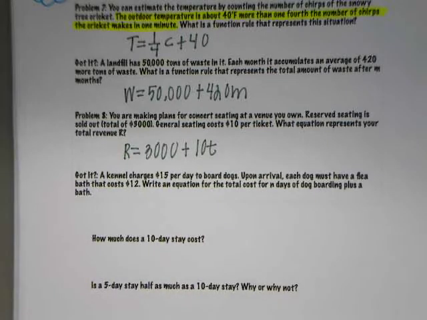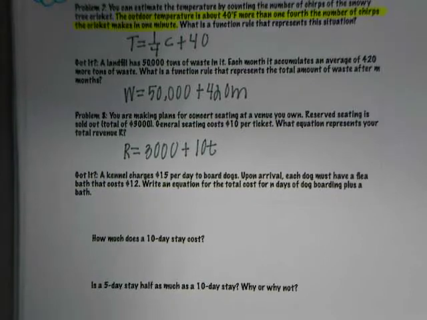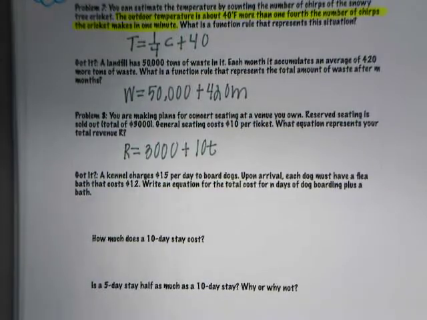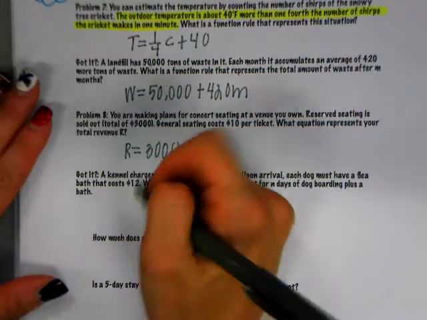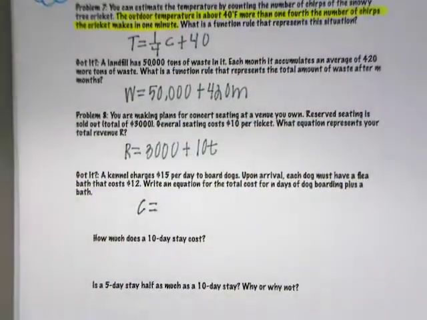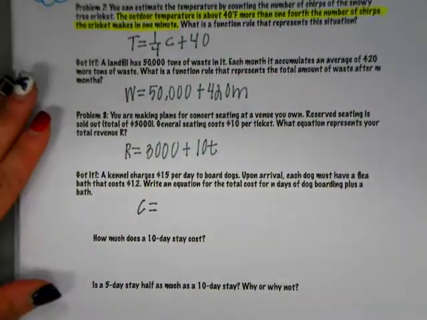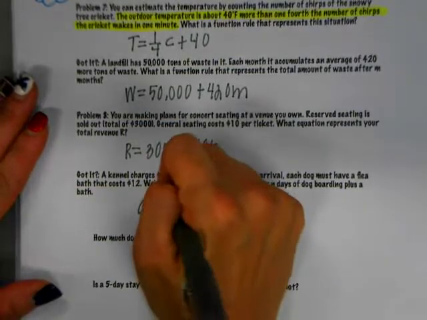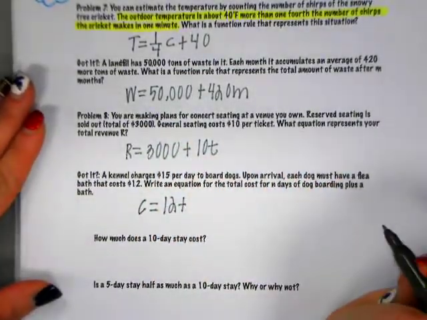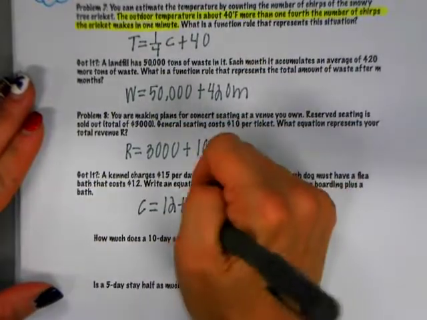All right, are we ready? Okay. All right, a kennel charges $15 per day to board dogs. Upon arrival, each dog must have a flea bath that costs $12. Write an equation for the total cost for n days of dog boarding plus a bath. Okay, so for cost, I'm just going to use C. So cost equals, so what do you have to pay no matter what when you get there? $12, right? 12 plus, and then it's $15 per day, and it's n days, so 15n.